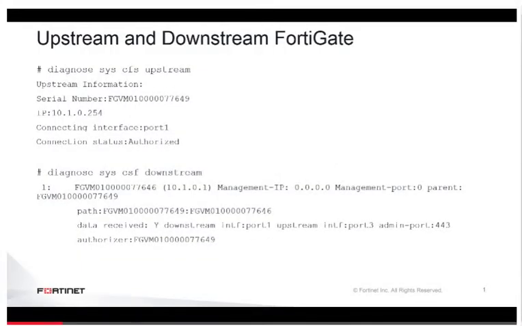If a FortiGate is not the Security Fabric root, you can see which upstream FortiGate it is connected to with the command diagnose sys cfs upstream. You can see the list of downstream FortiGate devices, if any, with the command diagnose sys cfs downstream.